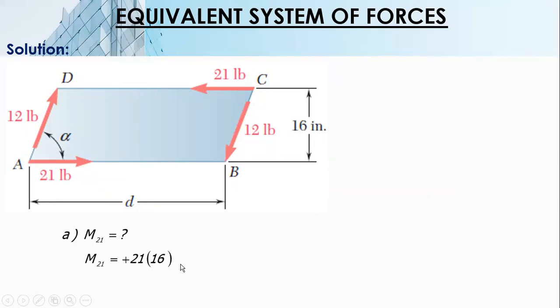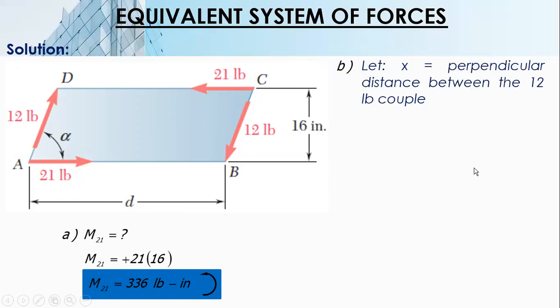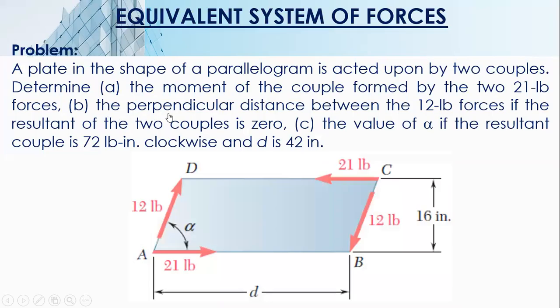So, positive force times distance. Positive siya because if you try to analyze ang direction ani nga couple, ang movement sa couple is counterclockwise. Mao na positive di siya. So, i-multiply mo na 21 and 16. Okay. Ang direction niya is counterclockwise. Okay. Letter B.